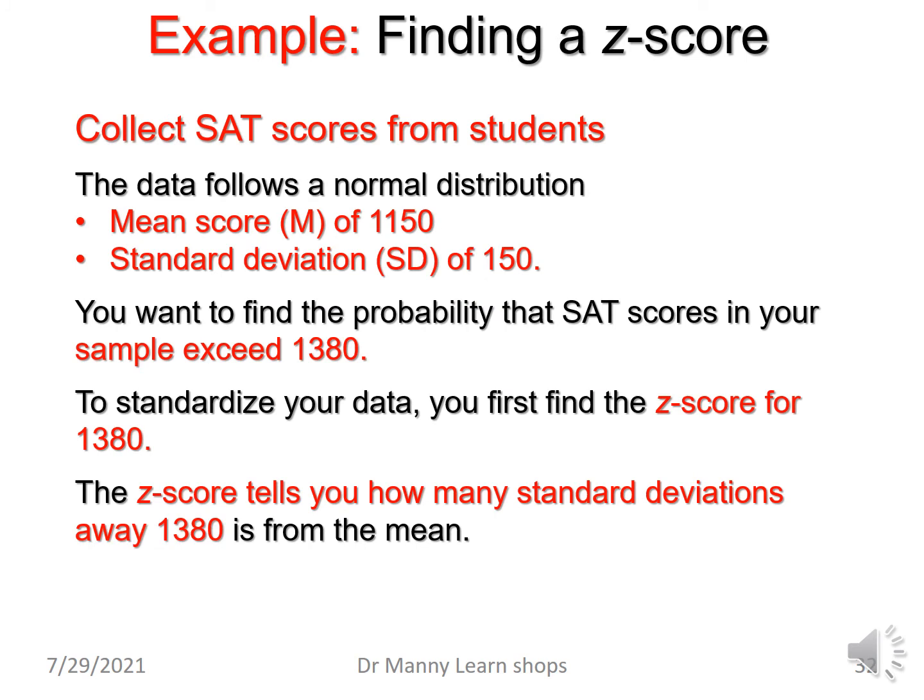Here's an example for finding the Z-score. You want to collect the SAT scores from students. The data follows a normal distribution. The mean score M is 1150. Standard deviation 150. You want to find the probability that SAT scores in your sample exceed 1380. To standardize your data, you first find the Z-score for 1380, and the Z-score tells you how many standard deviations away from the mean 1380 is.